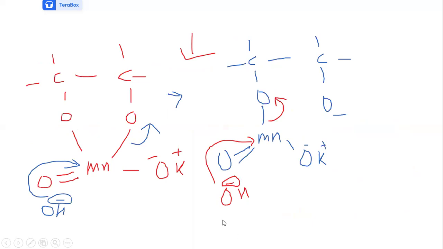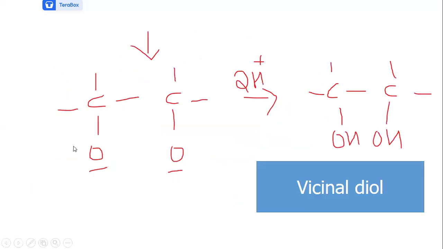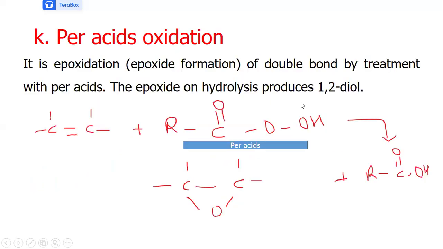Similarly, another hydroxide attacks this manganese and produces two oxygens with a negative charge, which are attacked by two hydrogens, and forms the vicinal diol.